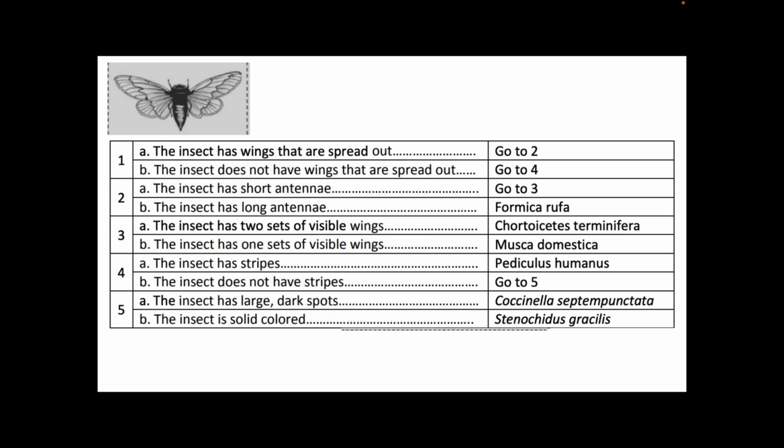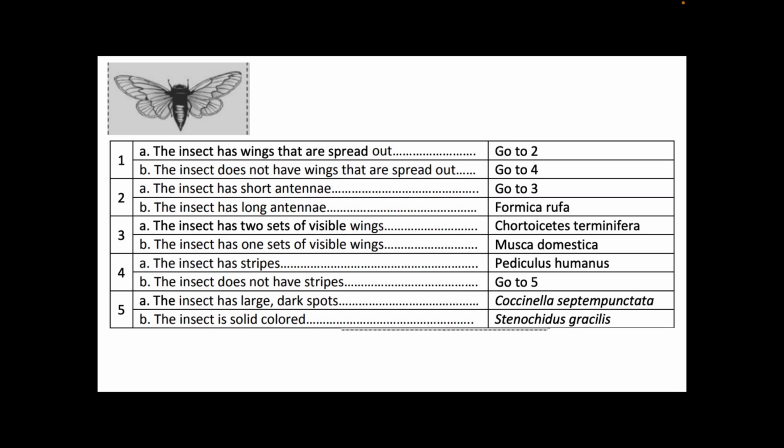Number 2, A says the insect has short antenna, and B says the insect has long antenna. You may not recognize this because you don't have anything to compare to, but this one does have short antenna. So we're going to move on to number 3, as the directions say at the end of 2A.